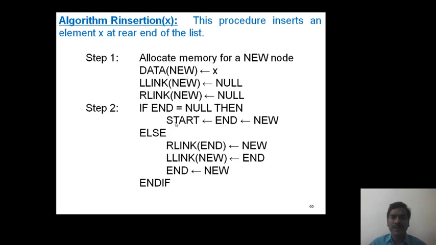Step 2, if end equivalent to null, then that means elements are not available. Start equivalent to end equivalent to new. Else, if elements are available, now we establish links in between end node and new node, like R-link of end equivalent to new, L-link of new equivalent to end, end equivalent to new, and end if. Step 3, return.